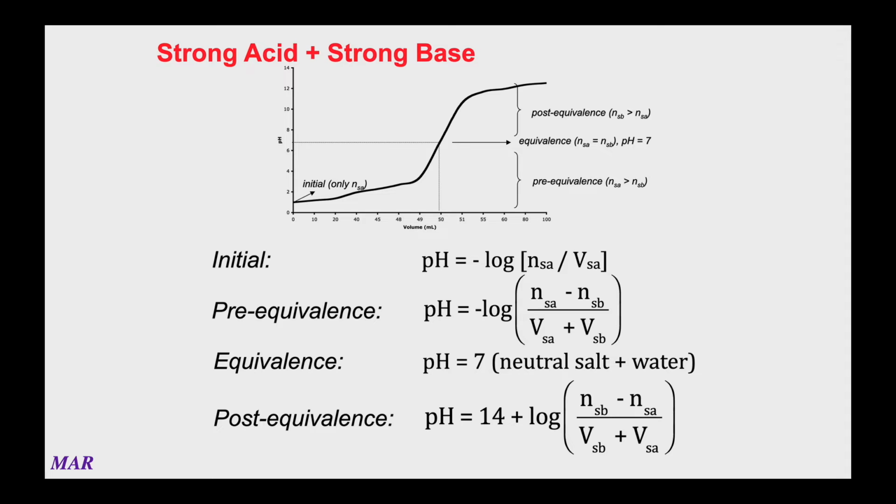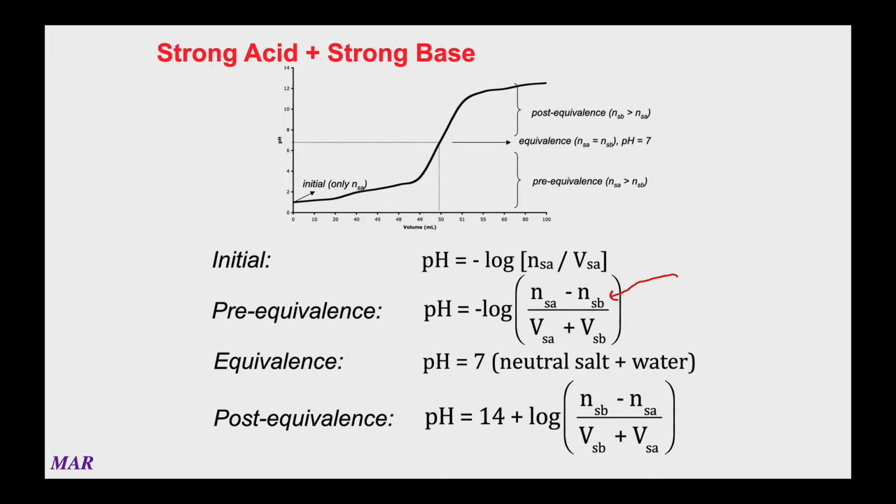Now at the pre-equivalence region, you still have more strong acid than the strong base you're adding. So the equation is pH equals minus log of NSA divided by total volume. But you have to take out the moles of strong base that have been added, because those moles of strong base go after the strong acid. NSA minus NSB is still a number larger than 0. So it's not going to 0, but you have fewer moles of strong acid than you had. And in the bottom part, you have to use the total volume. Concentration is always moles over volume, so you have to take into account both the volume of strong acid plus the volume of strong base added to that point.